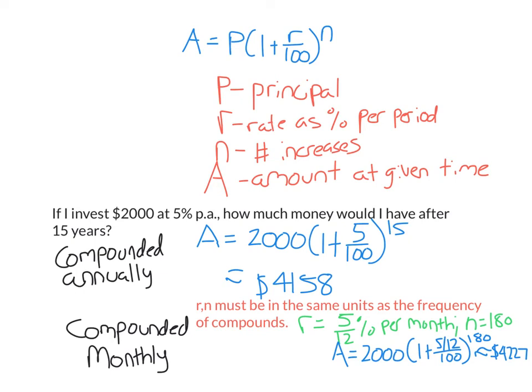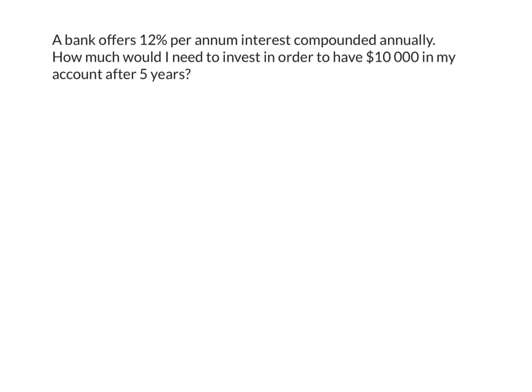All right, I'm just going to do one more example now where we're finding the initial amount. So let's look at this question here. A bank offers 12% per annum interest compounded annually. How much would I need to invest in order to have 10,000 in my account after 5 years? So this is the formula for compound interest. You've just got to figure out which letter are we actually trying to find.